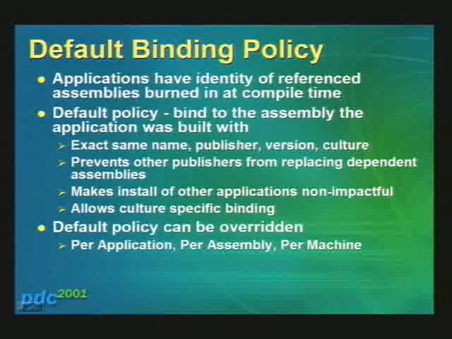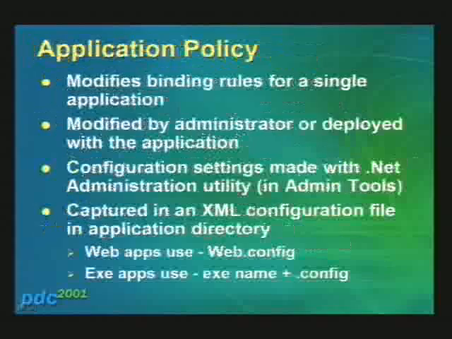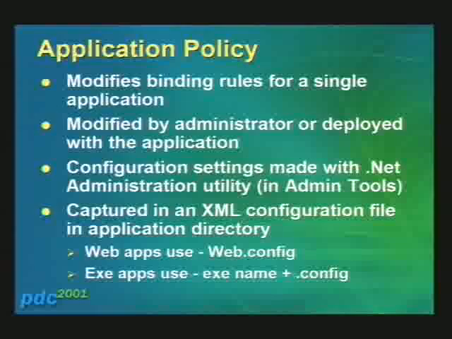Now there's ways to override that. There's three mechanisms that we provide. There's overrides per application, per assembly, and per machine. And these are typically done by different people in different scenarios. So let's look at what we call application policy. Application policy is the ability to modify the binding rules for a single application. It only applies to the application that you're modifying. It's typically done by an administrator or by the person deploying the application.